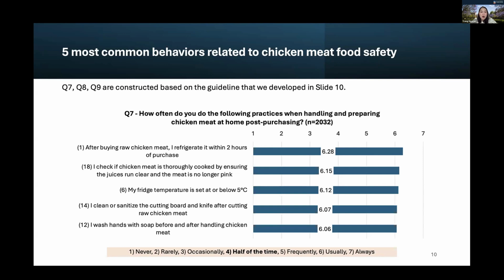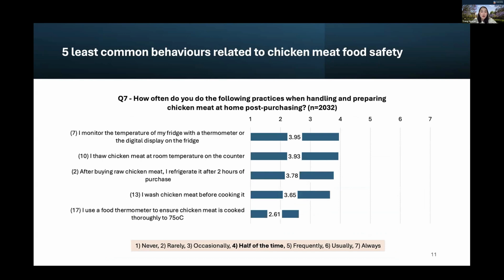I clean or sanitize the cutting board and knife after cutting raw chicken meat, and I wash hands with soap before and after handling chicken meat. So these are all recommended practices, and we're pleased to see that these are common behaviors amongst our sample. Next slide, please.